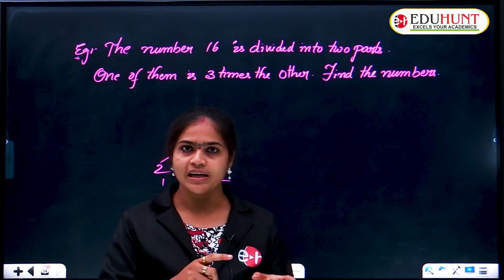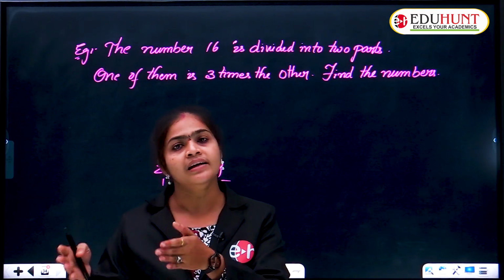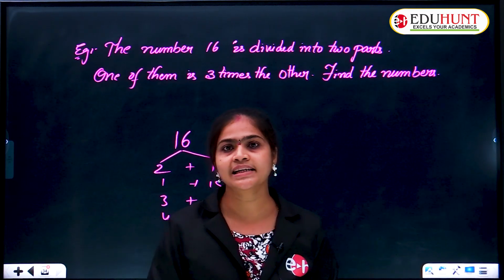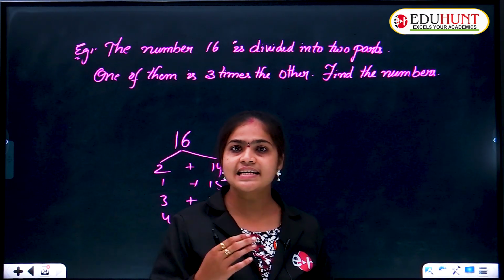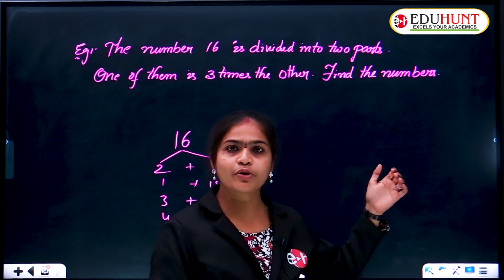Understood ma? One of the numbers is 3 times the other number. If you know the second number, then easily you can take 3 times that number. But you don't know what that number is. In that case, take a variable. Understood?